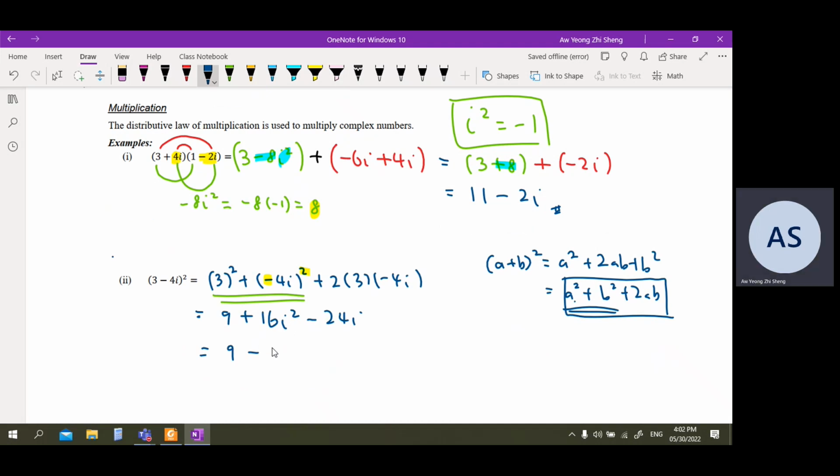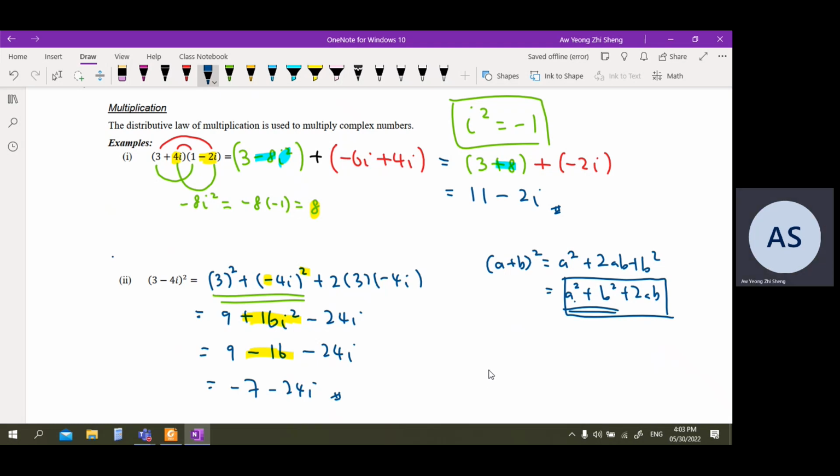So now I have 9 minus 16. Plus 16i squared becomes minus 16 because i squared is negative 1. And negative 24i remains. This becomes minus 7 minus 24i. And that's the final answer.